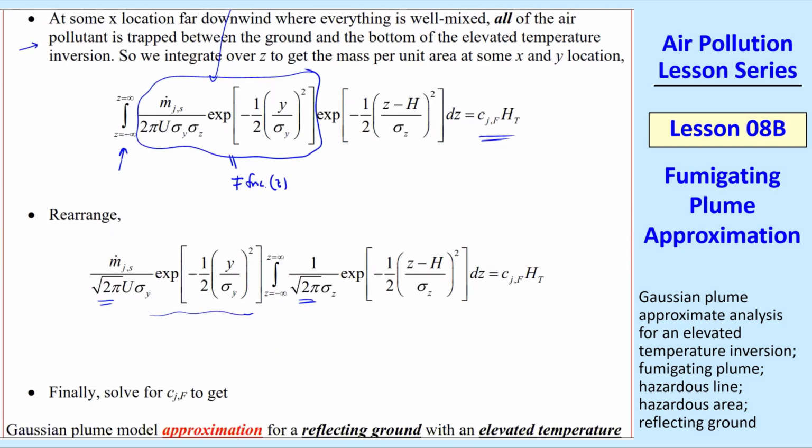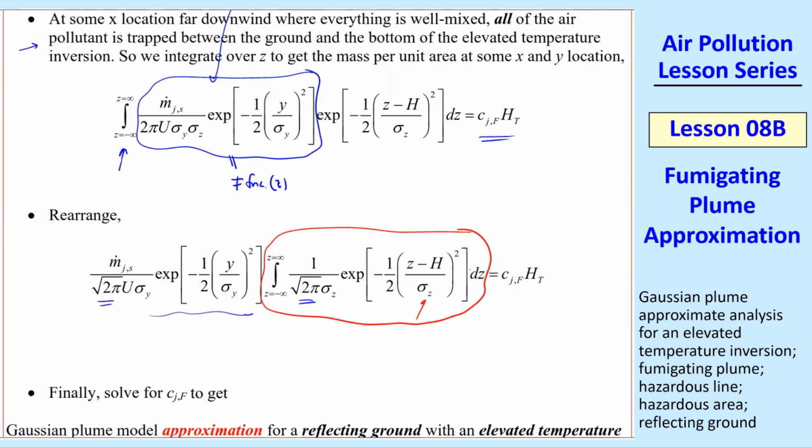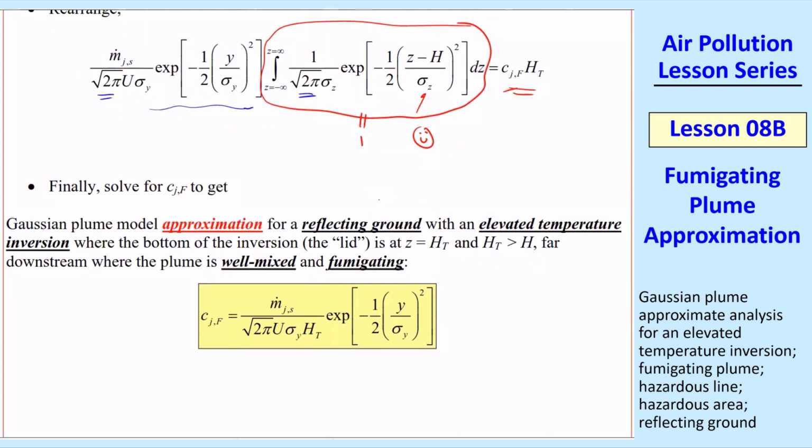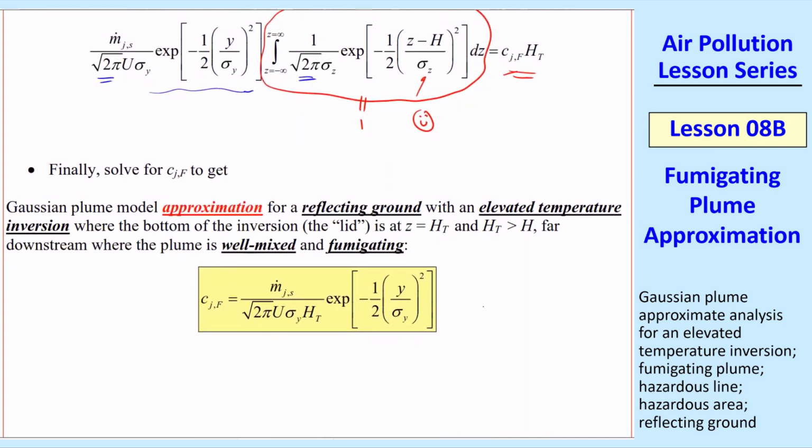And if you get a math book out or look it up on the internet, when you do the variable transformation from z to some other variable, and you have the sigma z in the denominator and you have another one there, and you do the transformation, you will find that this integral from -infinity to infinity, by definition of a Gaussian, this whole thing in red is equal to 1. You can look that up and verify that. That makes us very happy because that whole entire term goes away. And so now we get CJF by dividing by HT, and we have this final equation for a well-mixed plume.